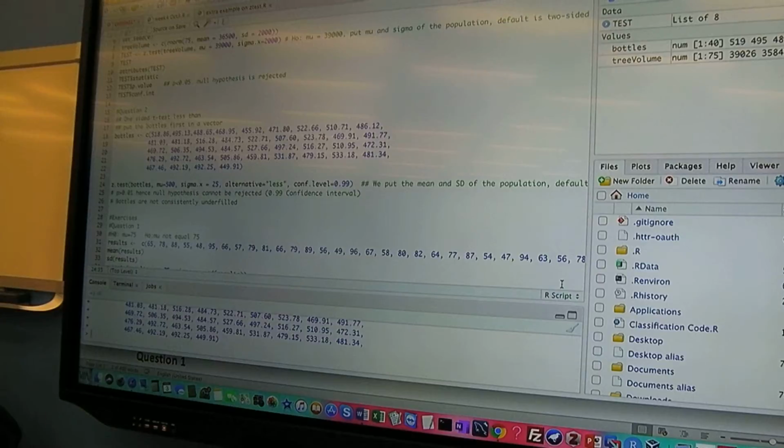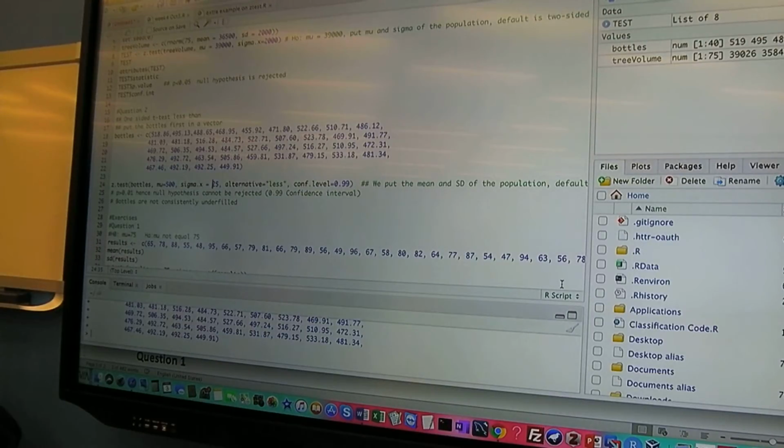And then here is something new that I'm doing. Alternative equal to less. Why do I put this? Because the default in R is a two-tailed test. This is why in the first command we didn't put anything, because if you don't put anything, it will go to the default, meaning R will understand that I'm looking for a two-tailed test. But if I want to make a one-tailed test, I'm going to put this argument of alternative equal to less in order to tell R that I'm looking for a one-tailed z-test.